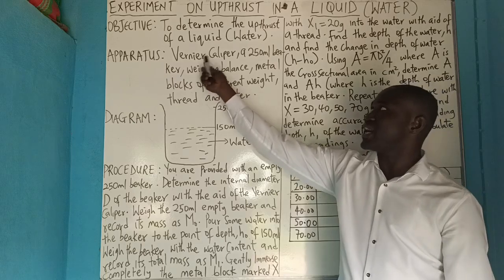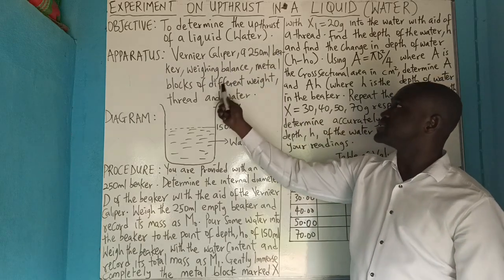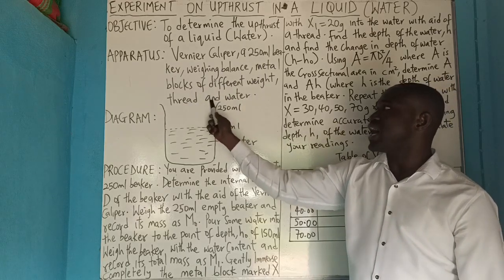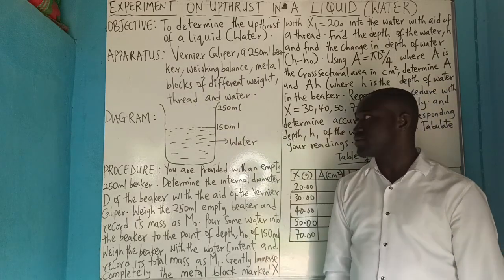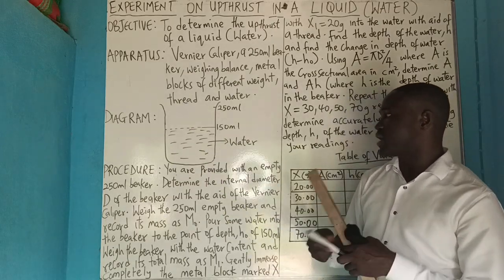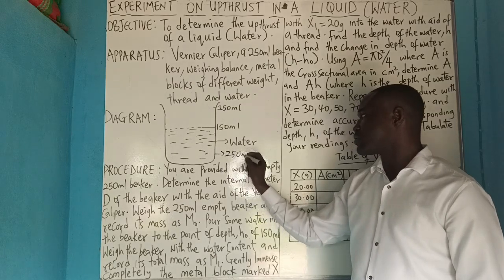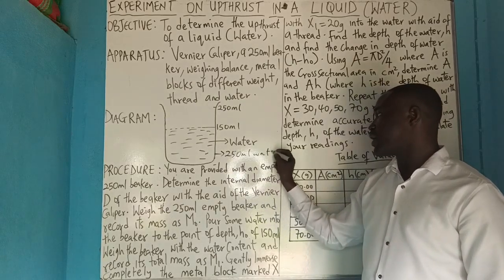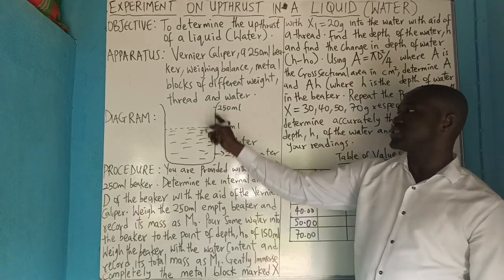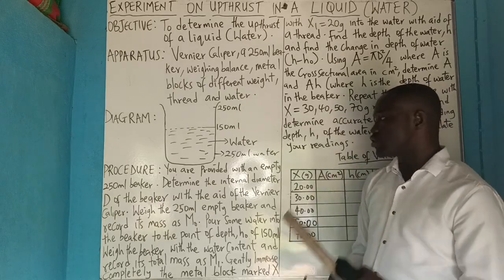Apparatus: you see a vernier caliper, a 250 ml beaker, a weighing balance, metal blocks of different weights, thread, and what? Water. Look at the diagram. This is just a beaker. Then this is water at 150 ml, and this is the 250 ml beaker. Let's see the procedure.